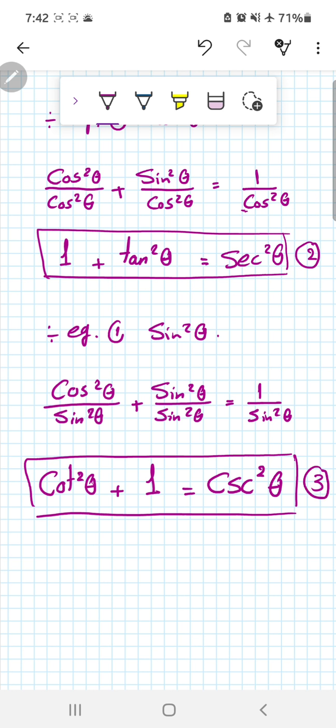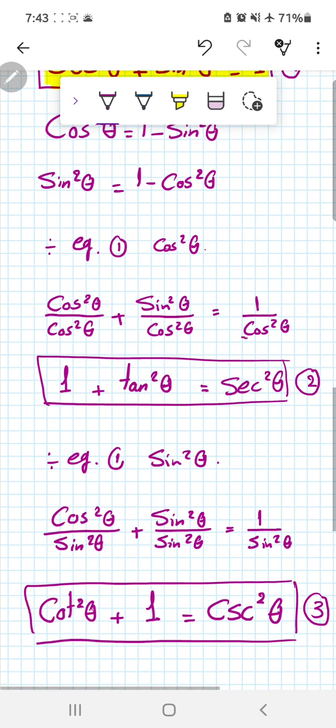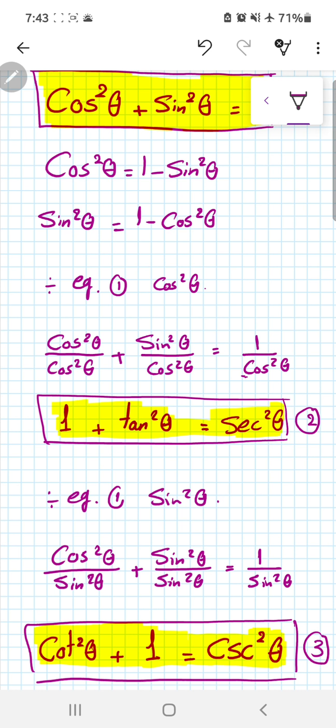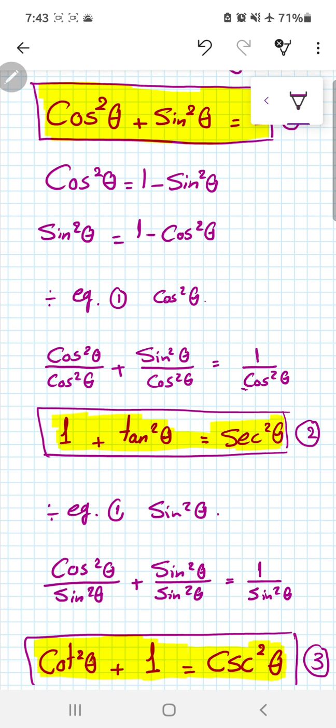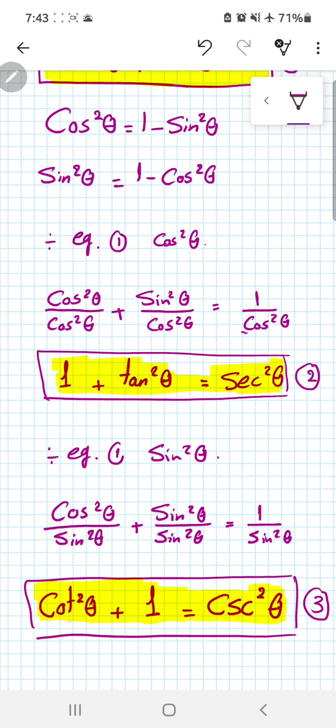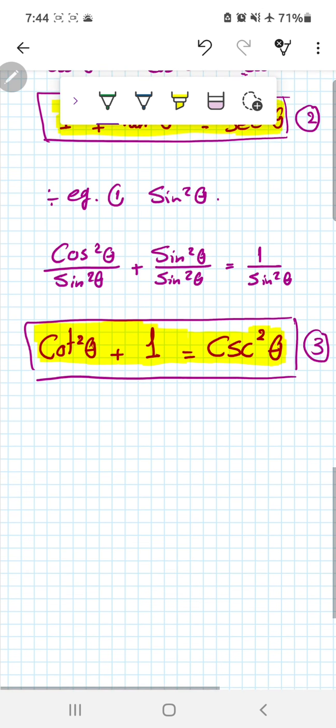So here we have the first one, which is cosine power 2 theta plus sine power 2 theta equals 1. The second one, 1 plus tan squared equals sec squared. The third one, cotan squared plus 1 equals cosec squared. Okay? Let's take some examples.